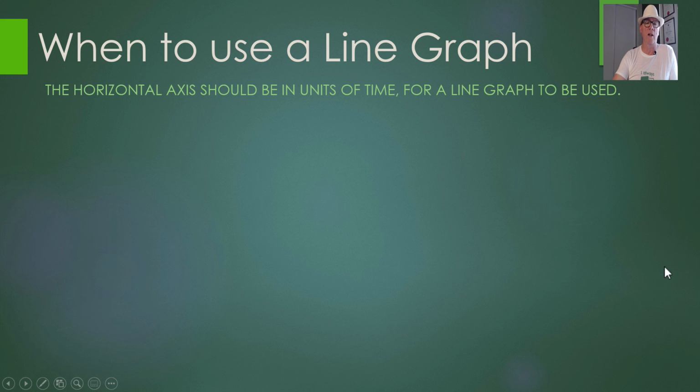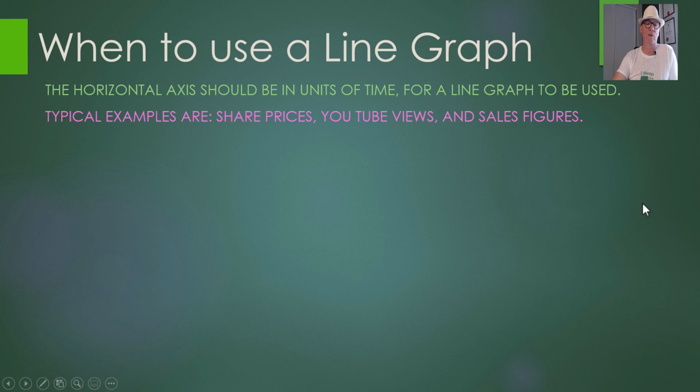So when do we use a line graph? The horizontal axis should be in units of time, like days or weeks or months or years, because line graphs are used to track things over time. Typical examples are share prices, YouTube views, and sales figures.